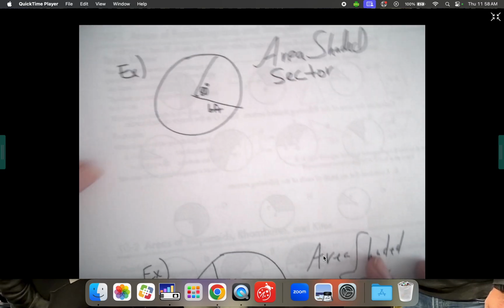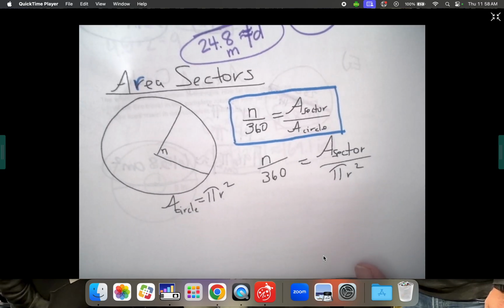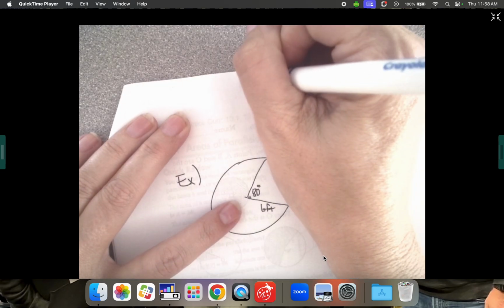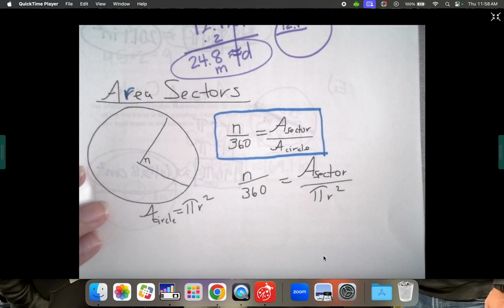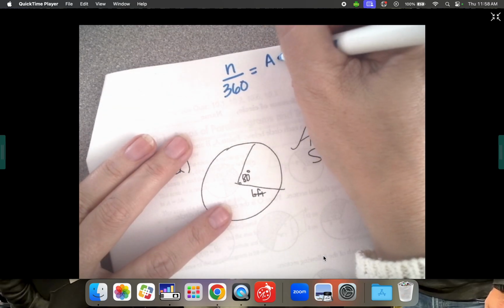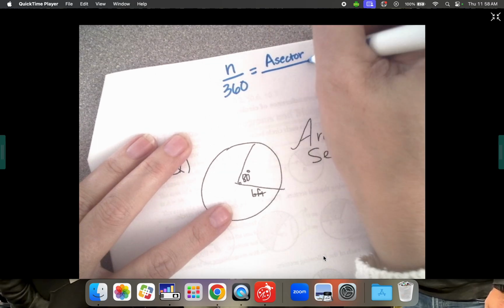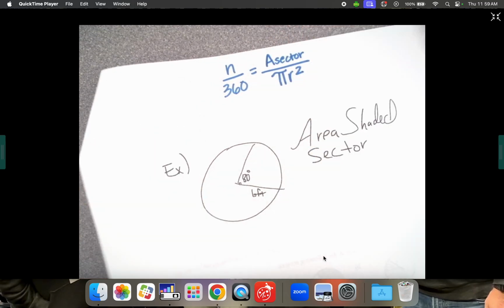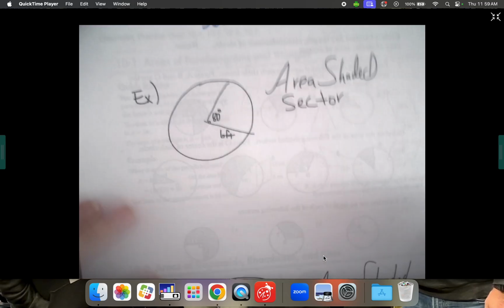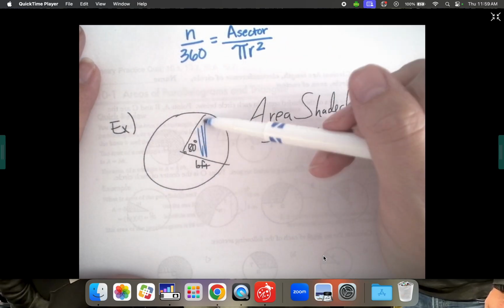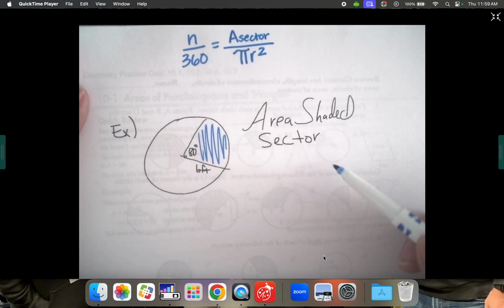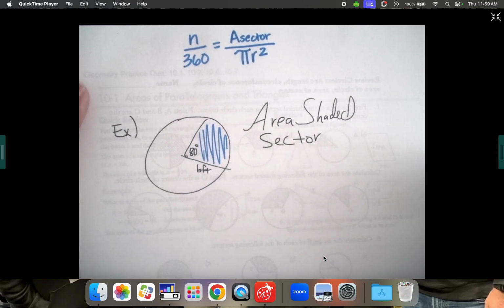So turn your paper over, and I'm going to copy down this formula actually. So N over 360, I'm going to put this at the top of your paper: N over 360 equals area of the sector over pi r squared. Okay, and it's supposed to be the shaded sector, but on this one you can't really see, but this is the part that was shaded. And again, a sector just means a piece of the whole circle.